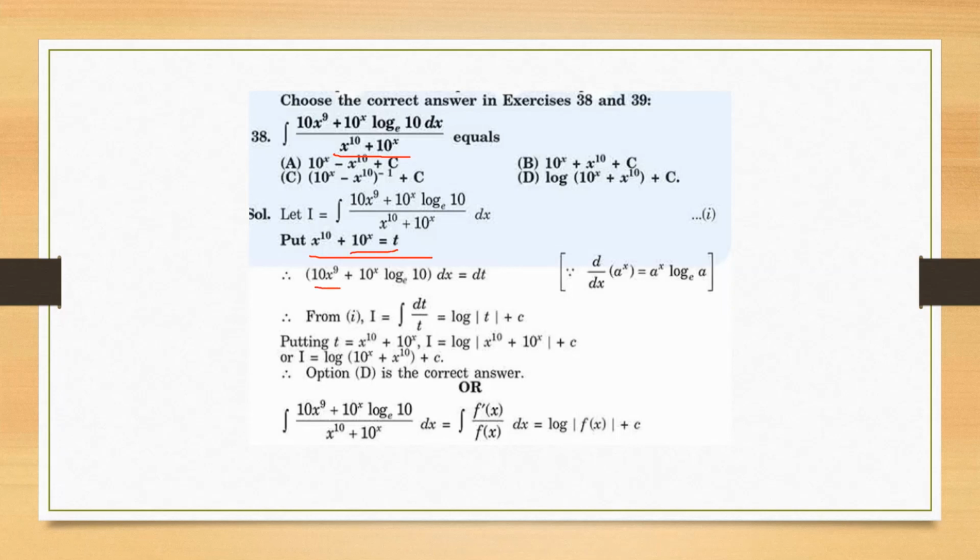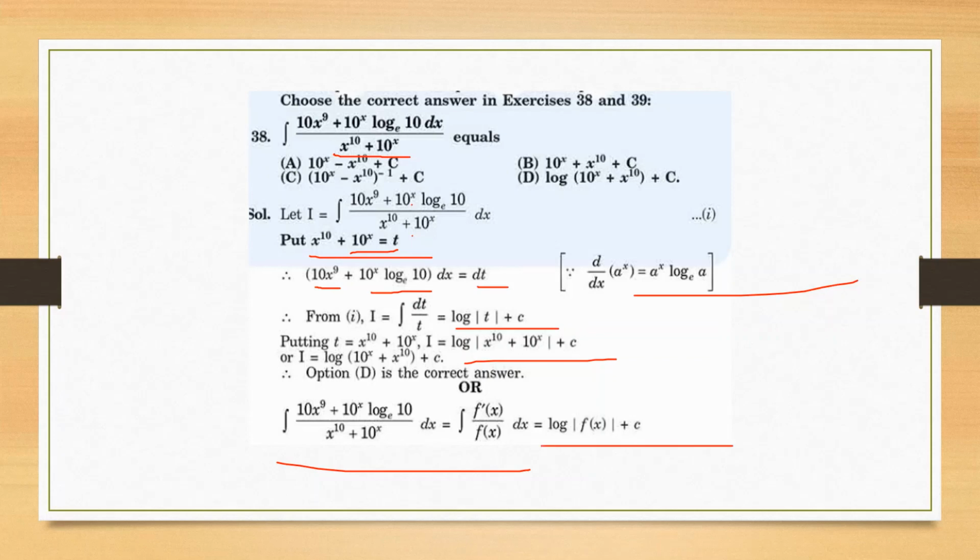So this becomes your dt by t. It becomes log mod t plus c. Okay. Now put back the value of t and you'll get the answer. Right? And also simply the formula can be used, as it is of the form of f dash x upon f x dx, which is log mod f x plus c. So you can see that my option number D for this question is correct.